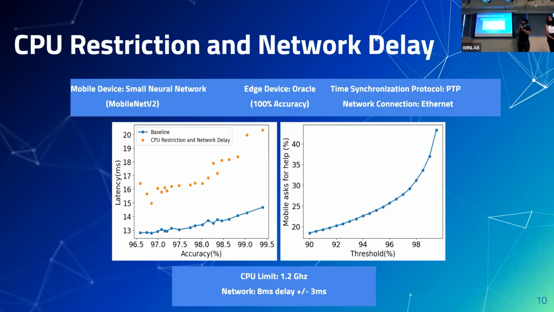This is our first real experiment that we ran to simulate a real world scenario better, where we limited the CPU speed of the mobile device to a similar level as real mobile devices. And we also implemented a network delay of 8 milliseconds with a variability of 3 milliseconds in it to simulate real network speeds and inconsistencies in real networks.